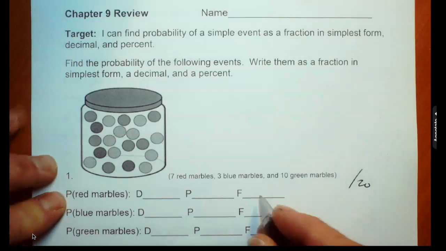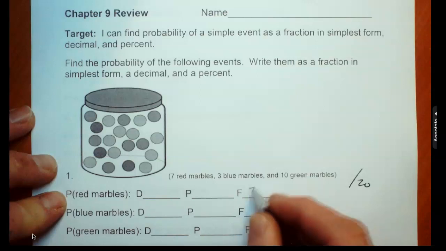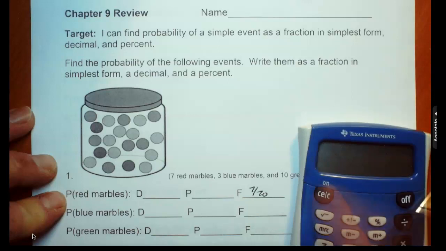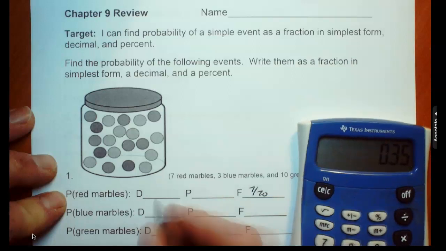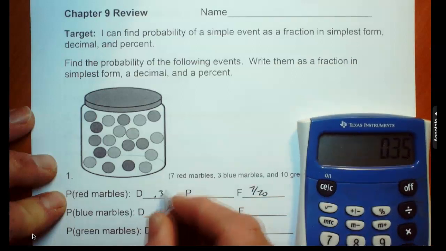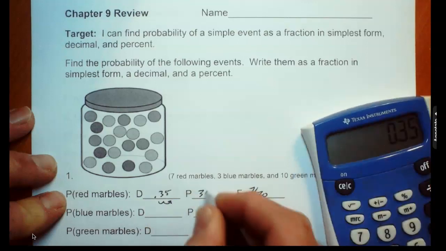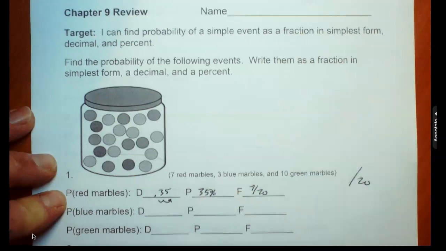Let's do it as a fraction first, because really that's where it all has to start. So a probability of a red would be 7 out of 20. The way you turn that into a decimal is you just take and divide it. 7 divided by 20. That's what the fraction bar means. And you got 0.35 is the decimal. Let's move that 2 places to the right, and we have ourselves 35%. Again, remember, moving it 2 places to the right is multiplying by 100.